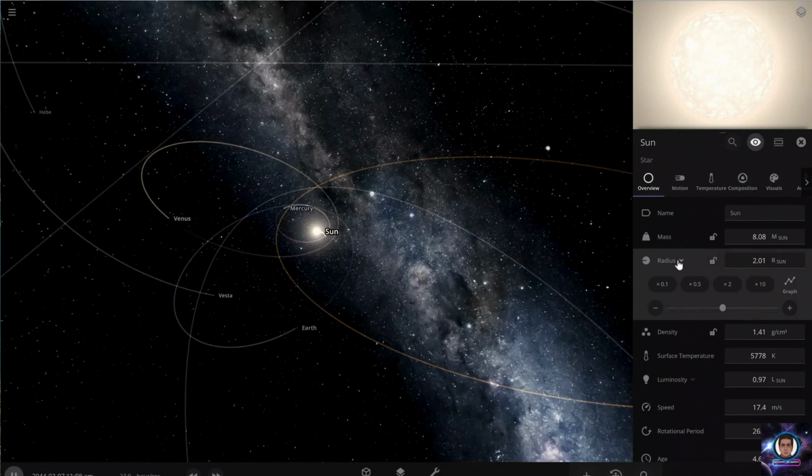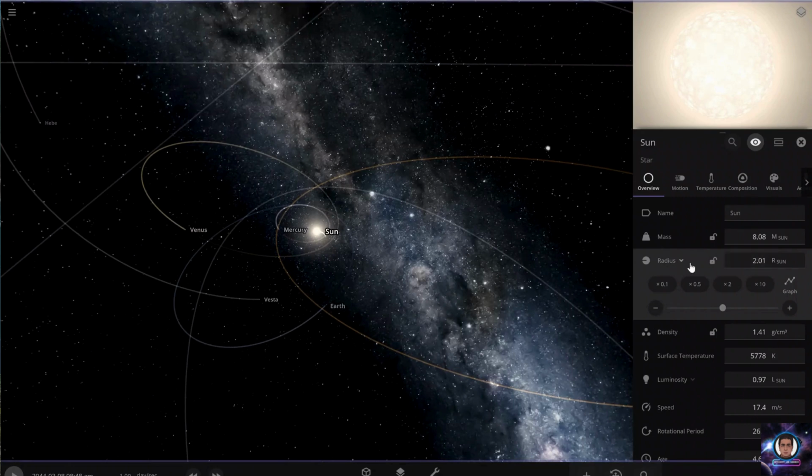Actually, you have to consider something. Let me stop the simulation. In here I just changed the radius to twice, but at the same time the mass has changed because the density is fixed. Because of changing the radius, we have a mass of the sun 8 times more.